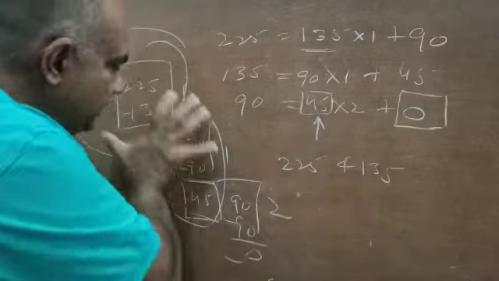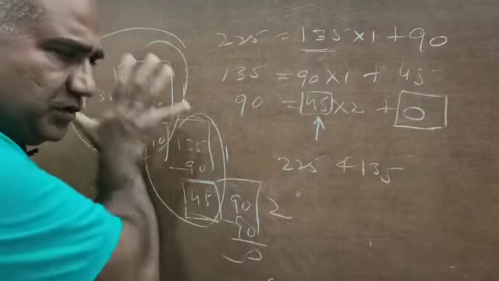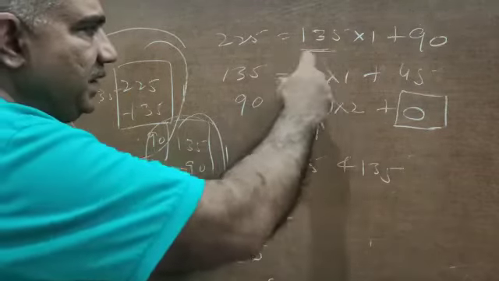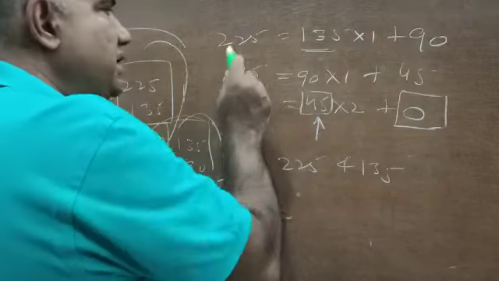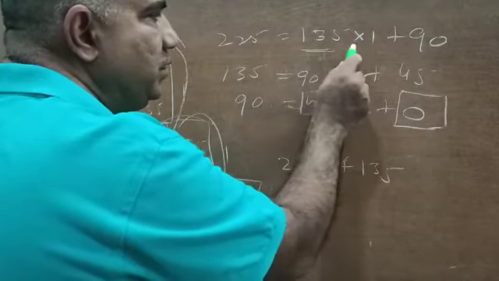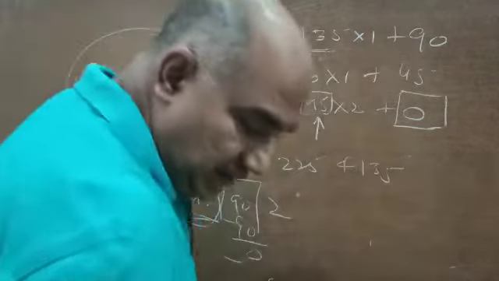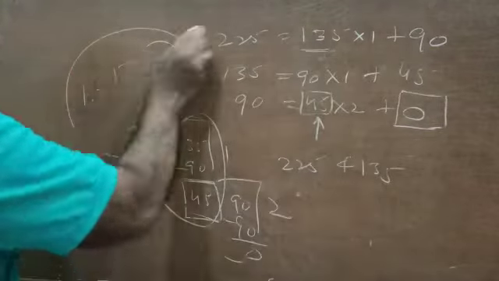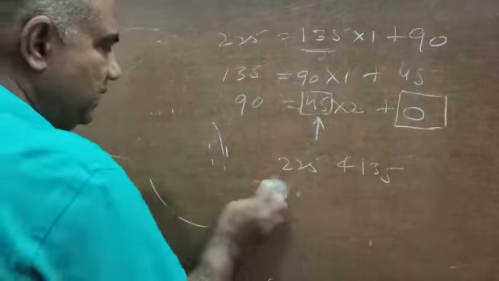This is exactly what we have been doing since primary classes. Only the way we write it is different, and we know dividend is always equal to divisor into quotient plus remainder. This was the procedure for finding the HCF of the given two numbers.